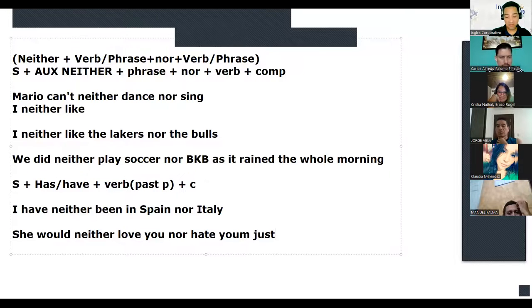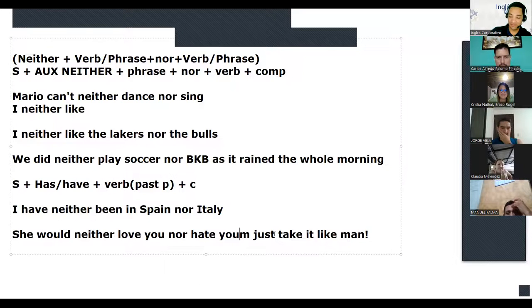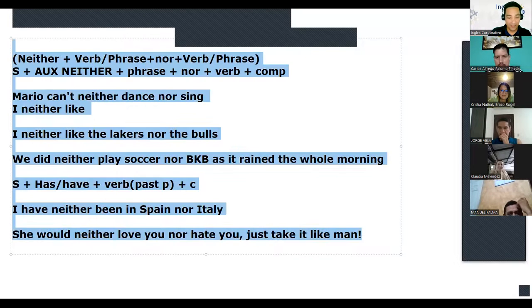Classic. Just take it like a man. Oh my God, that's so cruel, but it's true. She will neither love you nor hate you. Just thank God that she's not gonna kill you. She's very reasonable, so she will neither love you nor hate you. Just take it like a man. That's it. Too much drama in a sentence. Yeah, I know. I'm sorry.